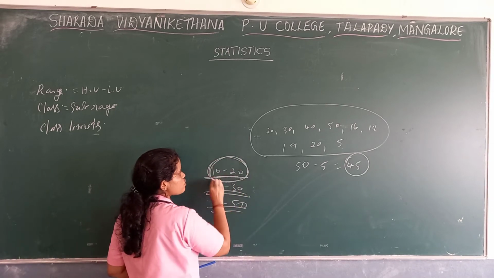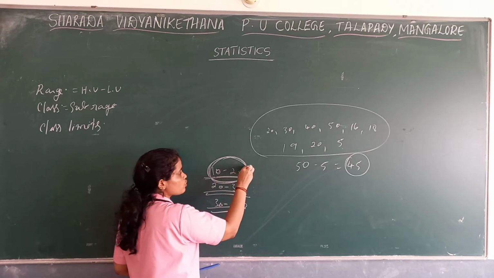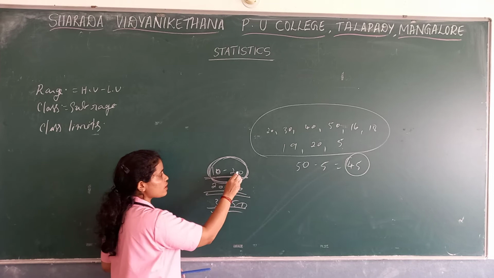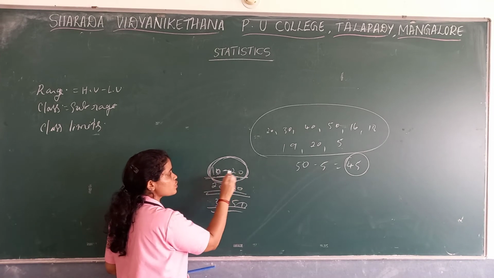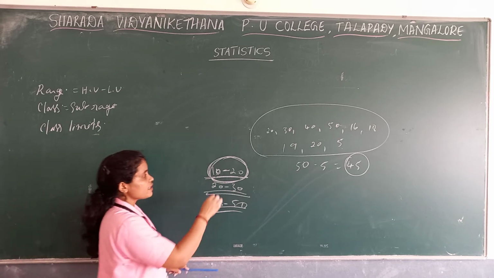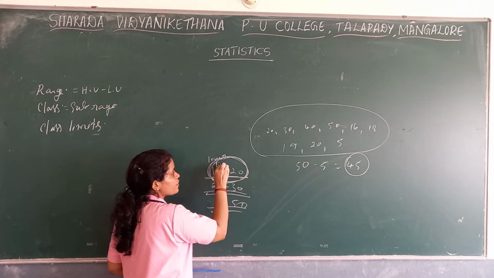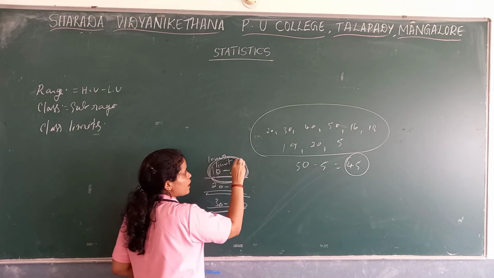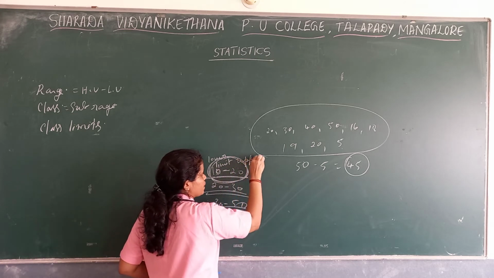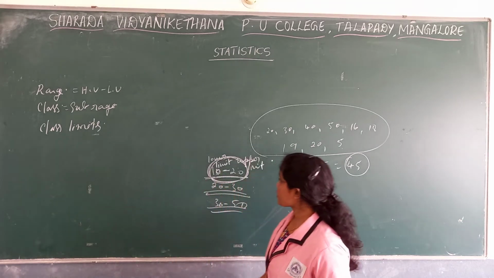So what are the boundaries of this particular class? It shouldn't be less than 10 and it shouldn't be more than 20. So these are the two values which we have taken to define the boundaries of that particular class. Here the lowest value is called the lower limit and the highest value is called the upper limit. This is about class limits.